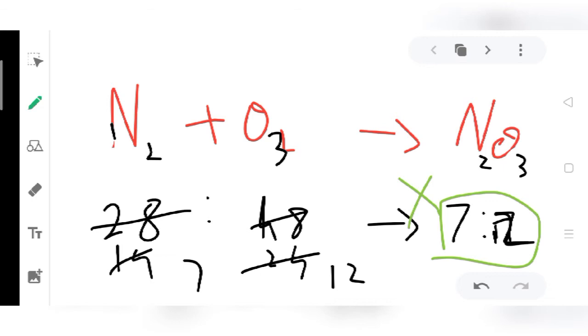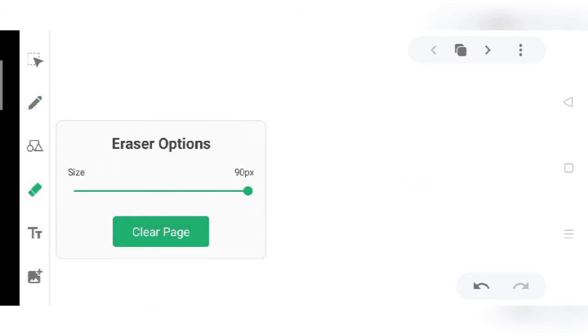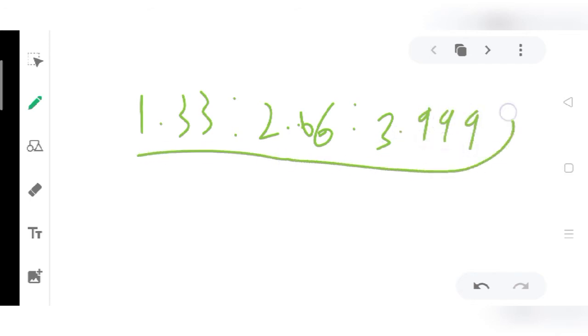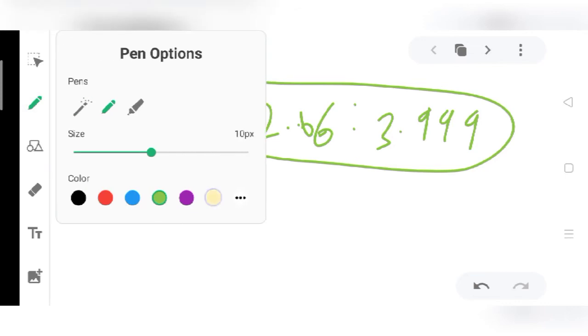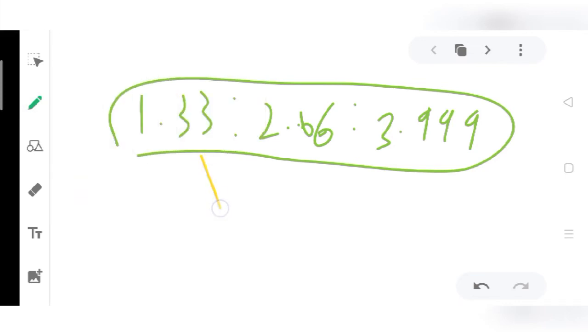So let's move further with one thing I forgot to tell you: if the ratio is in decimal form, suppose the ratio is 1.33 is to 2.66 is to 3.999, this also we can write as a simple ratio. So we can take this as an example of the law of multiple proportion.